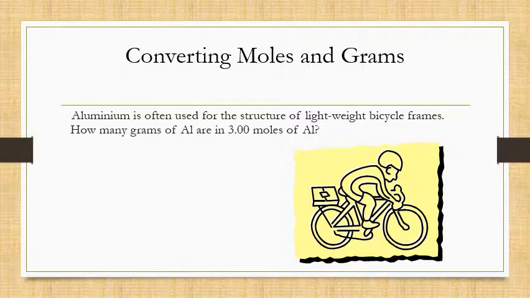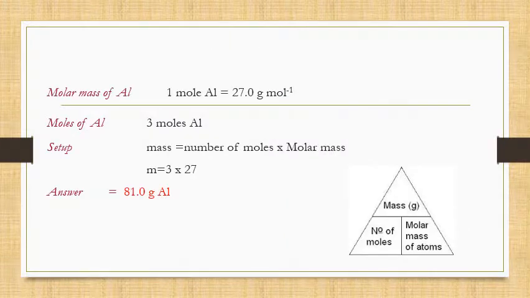Okay, so you should have got 3 moles of aluminium equaling 81 grams. This is how you do it. So 1 mole of aluminium is equal to 27 grams per mole. Moles of aluminium, 3 moles. So mass equals number of moles times molar mass. So 3 times 27. So in total, 81 grams of aluminium.